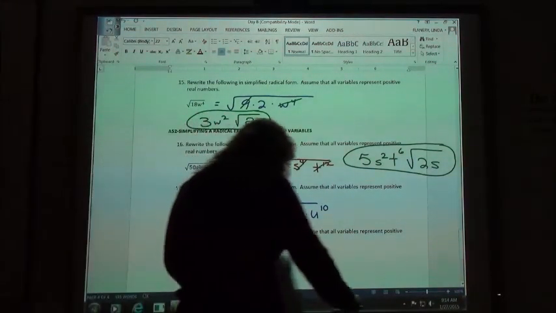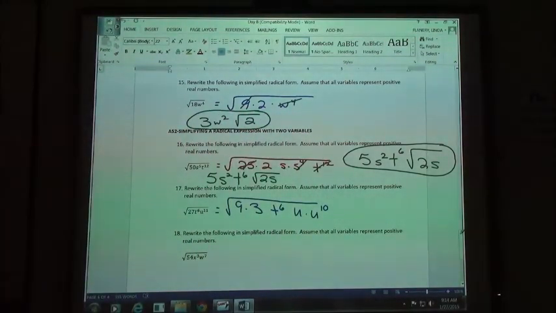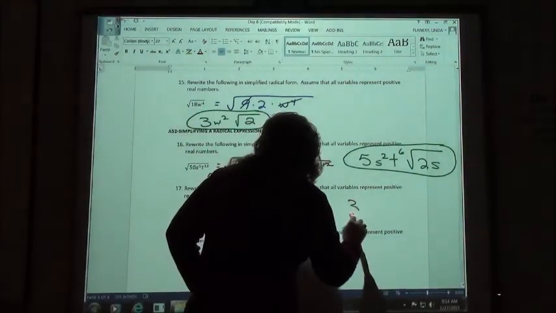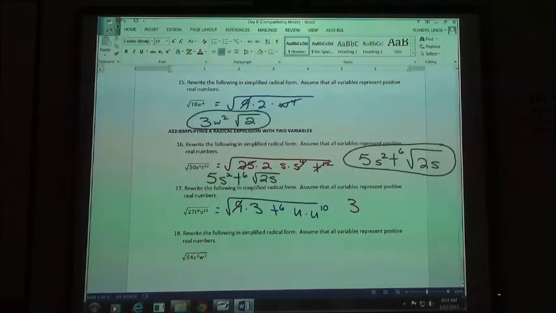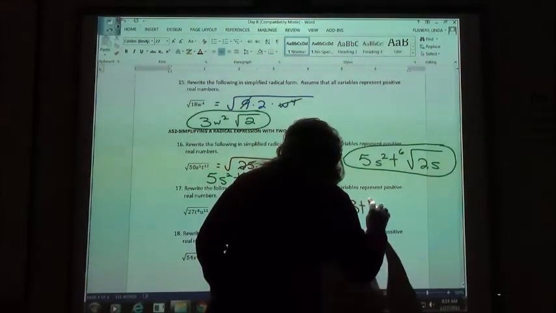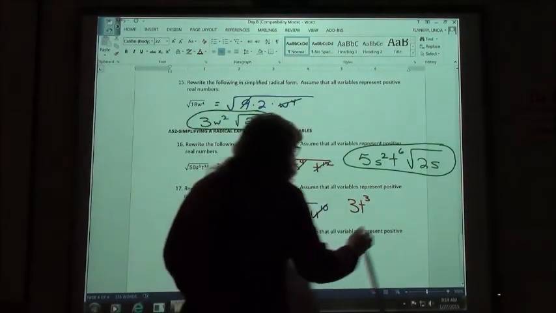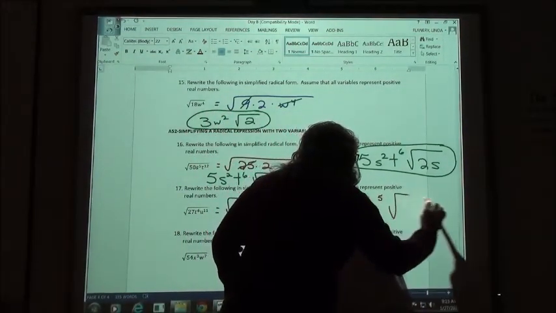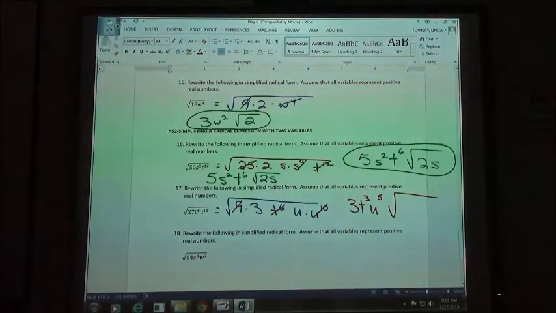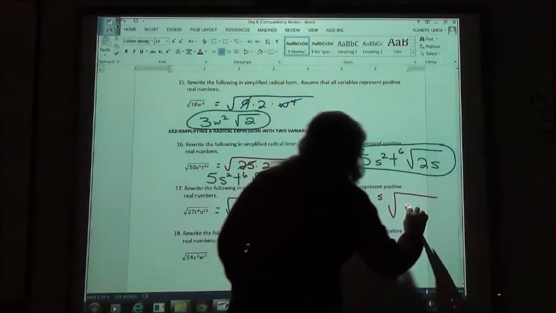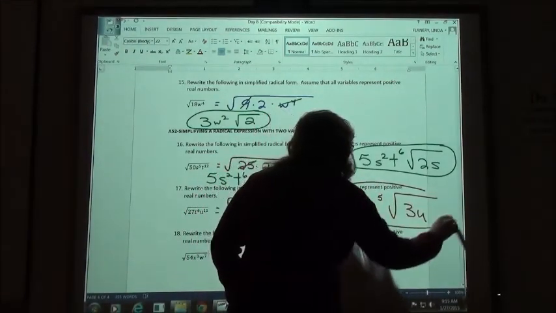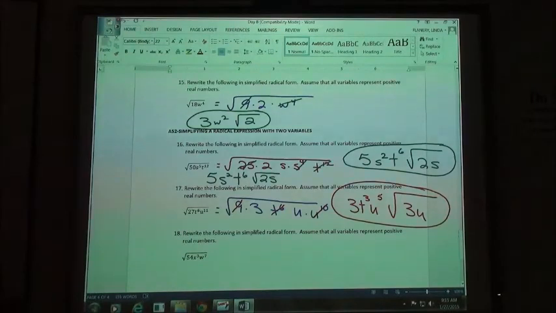Now I have to take out my square roots. The square root of 9 is 3. The square root of t to the 6th is t to the 3rd. The square root of u to the 10th is u to the 5th. And what do I have left under my square root? A 3 and a u. So 3t to the 3rd, u to the 5th, times the square root of 3u is my answer.